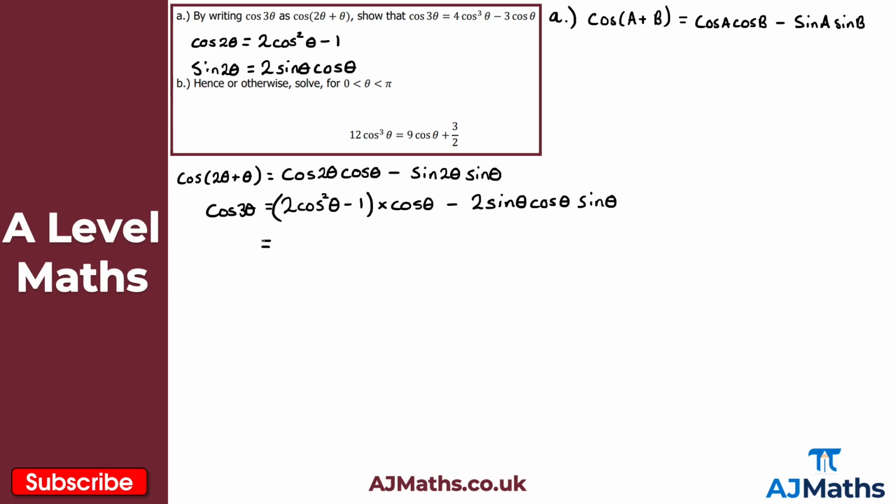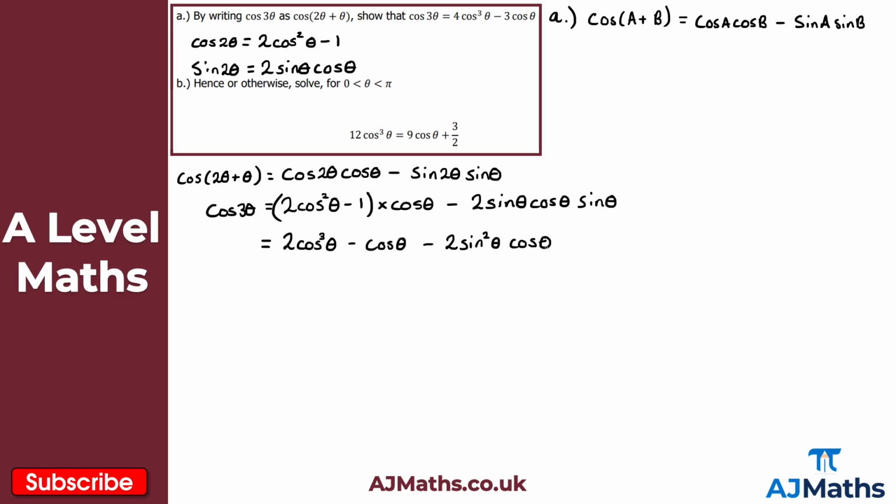Well, I've got 2 cos squared theta and I times that by cos theta. That gives me 2 cos cubed theta. We've also got minus 1 times cos theta, so that's minus cos theta. Here we've got minus 2 sine theta cos theta sine theta. If we simplify that, it's simply minus 2 sine squared theta times cos theta.